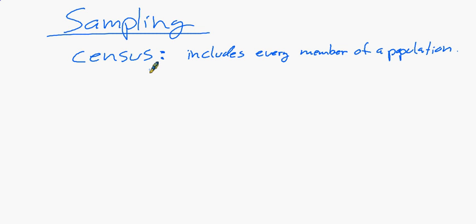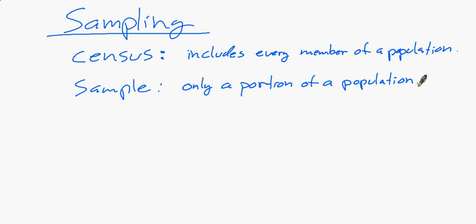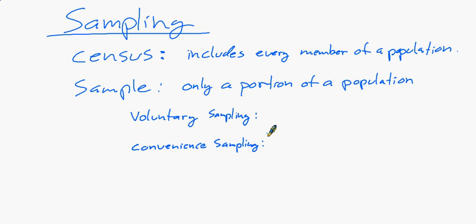Taking a census can be difficult when the population is large. If we wanted to take a census of the 11th grade, we could probably do that. Taking a census of the entire country is a lot more difficult, which is when we take a sample, which is only a portion of a population. Like I said, there are different ways of sampling. We'll go over two of them right now: voluntary sampling and convenience sampling.